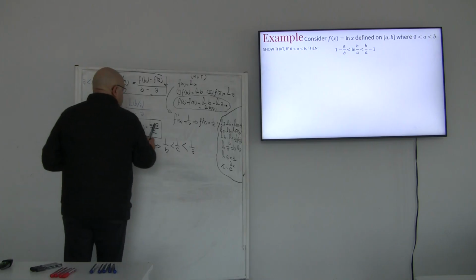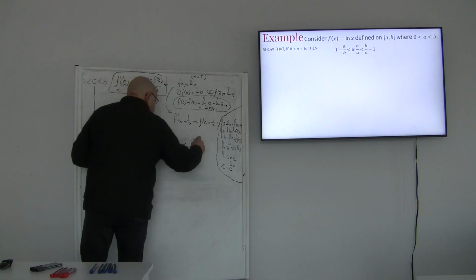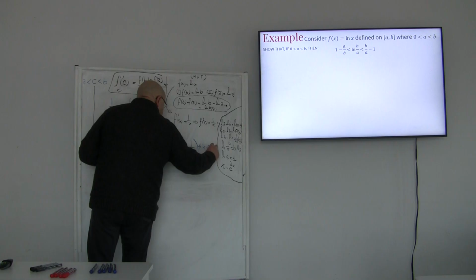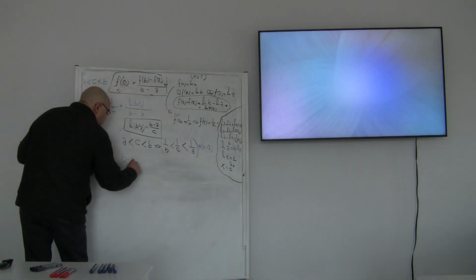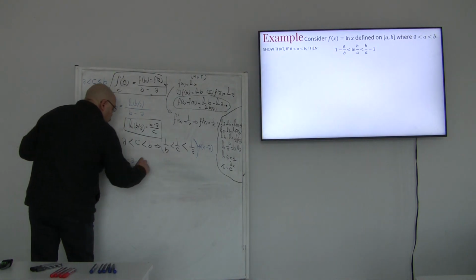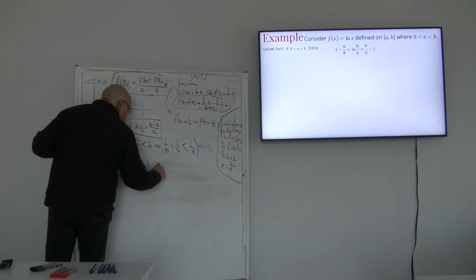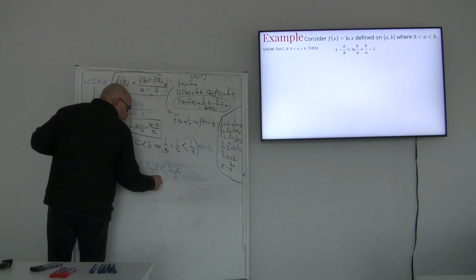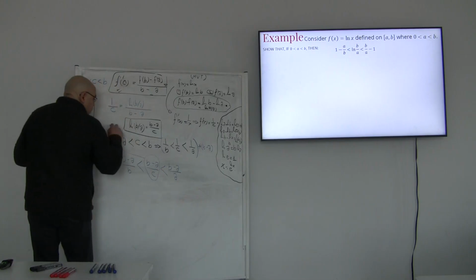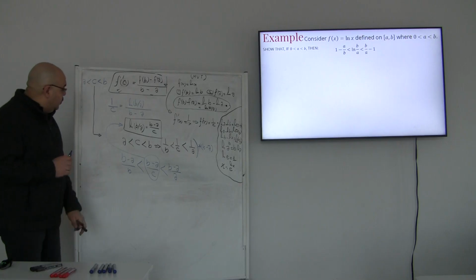Okay, let's try b minus a. I will multiply all this equation, all these brackets, times b minus a. If we do this, I will have b minus a over b, which is less than b minus a over c, which is less than b minus a over a. I can still remember this, which is related somehow to the logarithm of b over a.